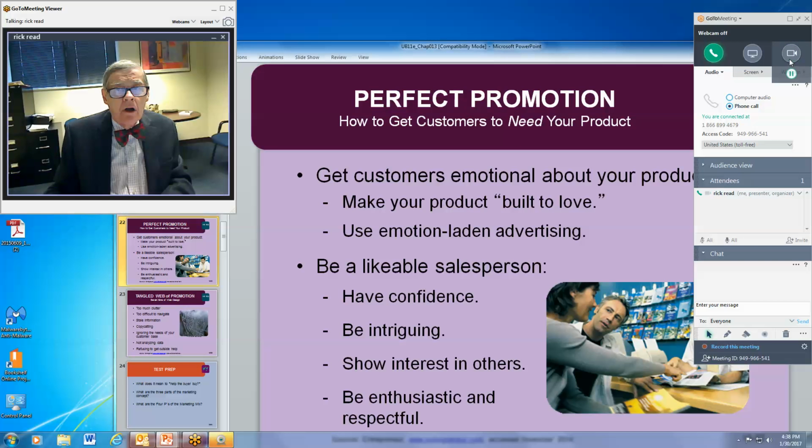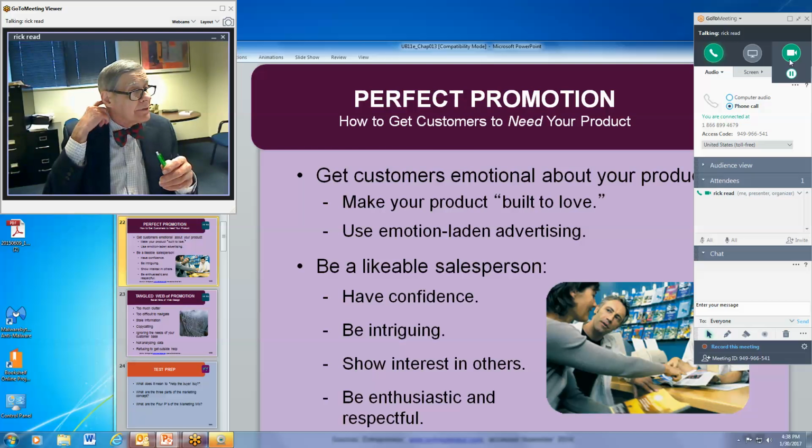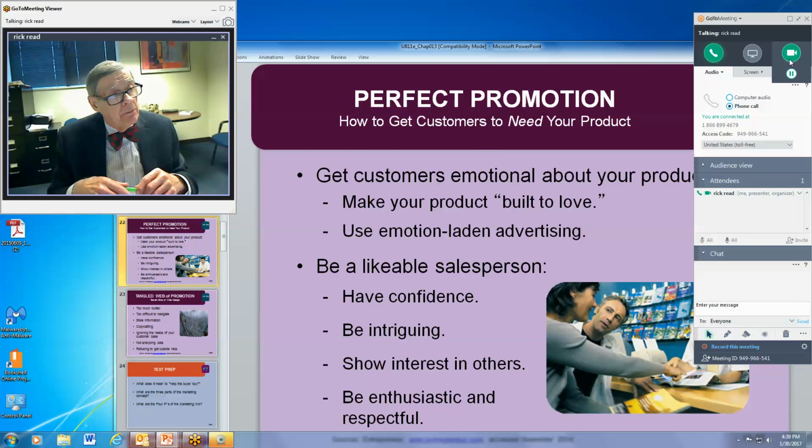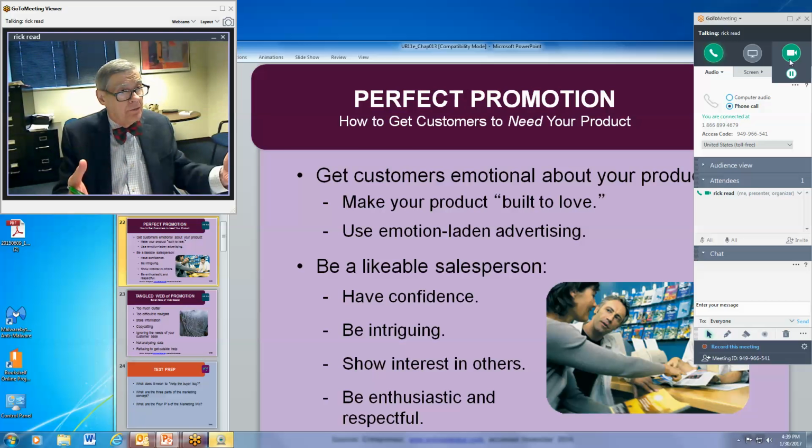This slide just talks about perfect promotion. It says how to get customers to need your product. That's even when you have a want product as opposed to a need. Need, I'd like to think of things as like bread and butter and milk and eggs and things of that nature. So, you have to be somebody who's likable, somebody that is going to come back and do business with you, not only because of the products you're selling and maybe the place where you are, the type of service that you give, but because they have a good interaction with that salesperson, a relationship.